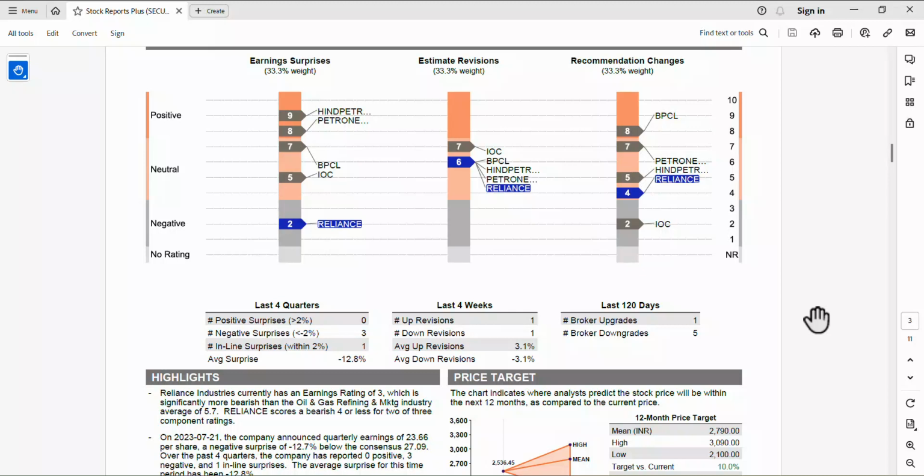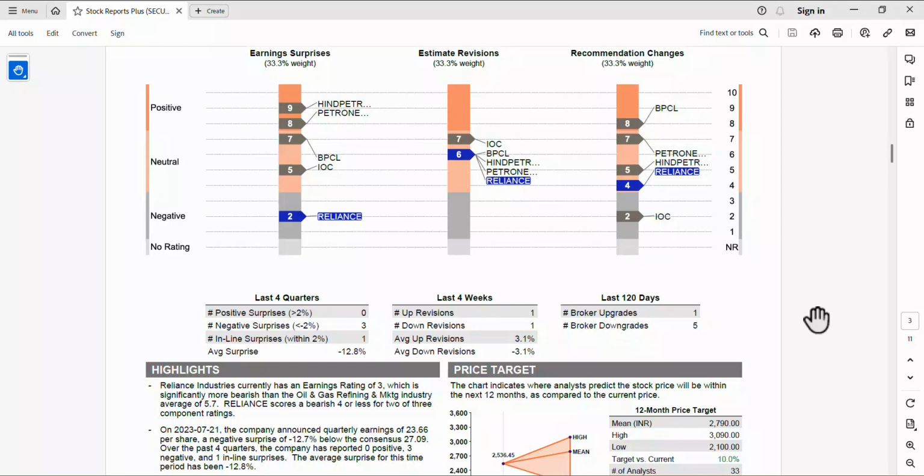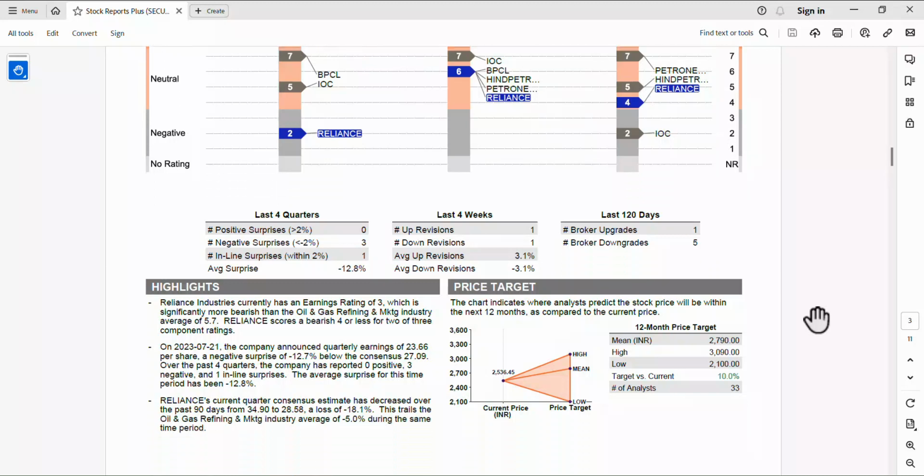Only once it performed in line. उन्होंने बोला इतना होगा, इतना ही हुआ, है ना. तो 3 दफा में company has not done according to this thing. Last 4 quarters. Now they are doing weekly. So up revision, down revision. एक बार up revision करा, एक बार down revision करा. और last 120 में brokers upgrade 1 and brokers downgrade 5. Maybe it was a strong buy, they made it a buy. Okay, fine. अब आते हैं हम ये बात, price target.